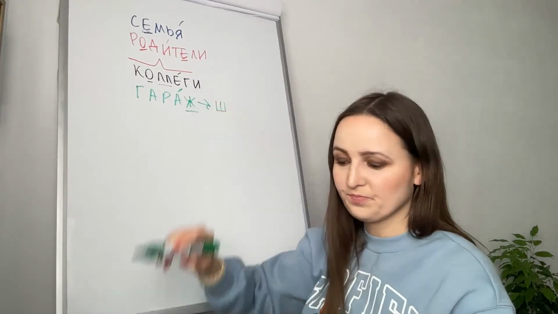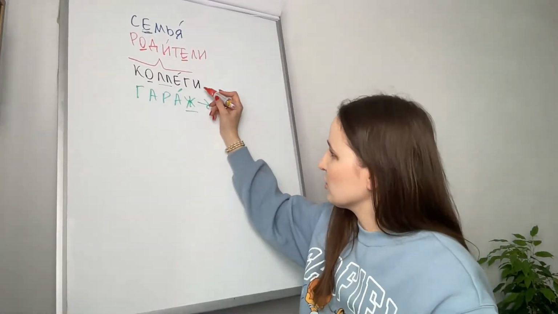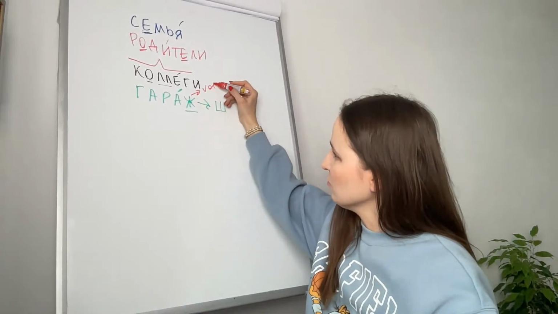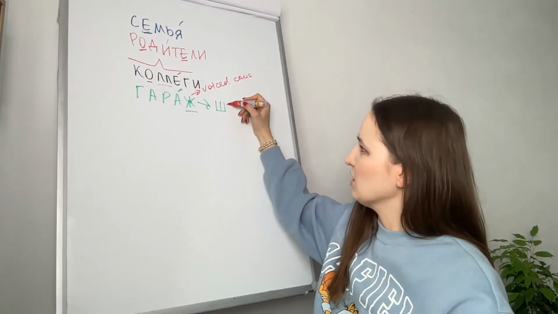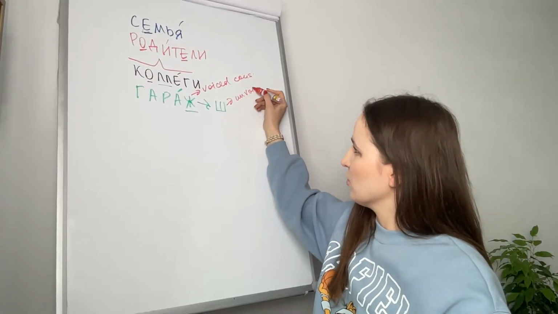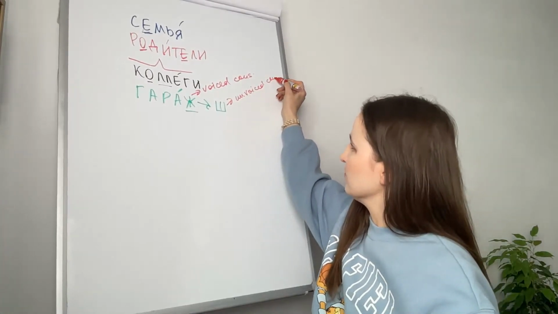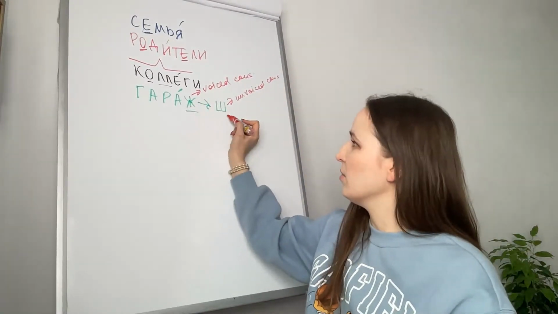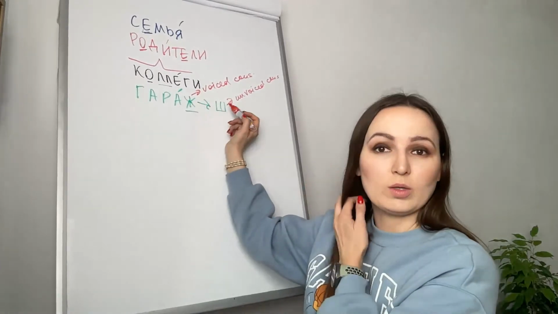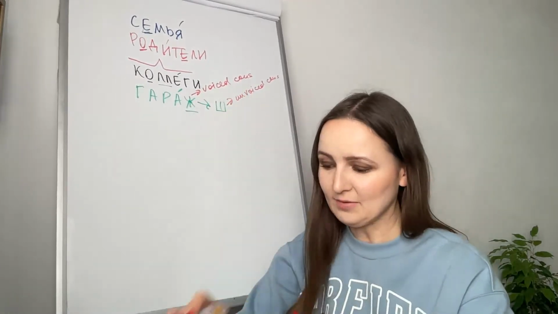end of the word. So this one is voiced consonant, and this is unvoiced consonant. So voiced consonant at the end of the word will become unvoiced. Ж will become ша. Понятно?